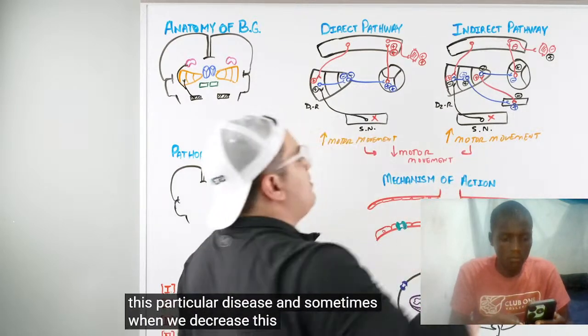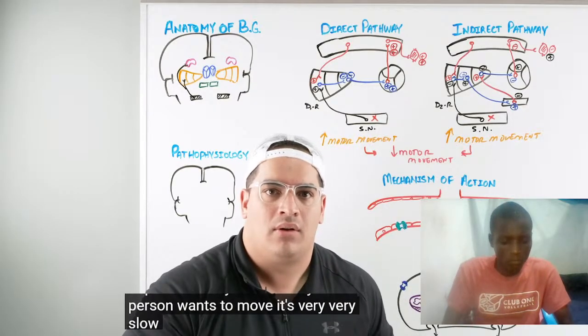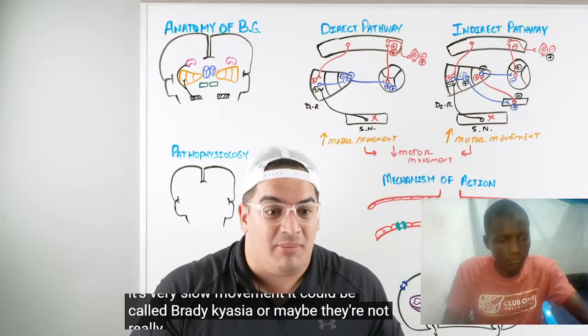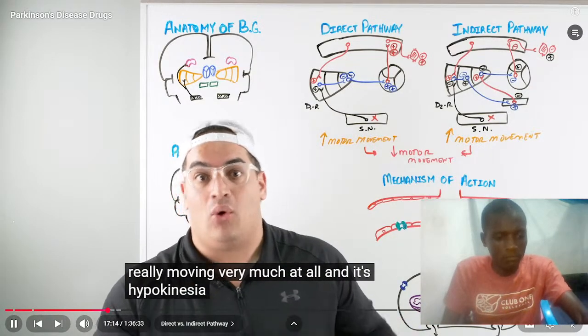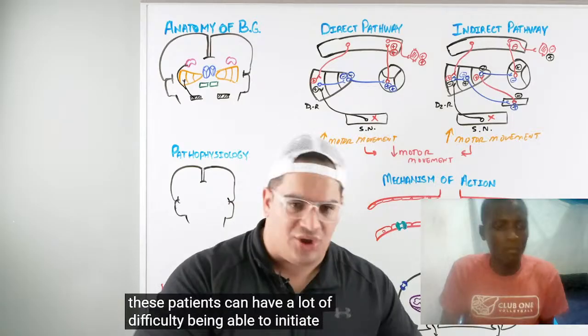And sometimes when we decrease this motor movement, if a person wants to move, it's very, very slow. And that could be called what? If it's very slow movement, it could be called bradykinesia. Or maybe they're not really moving very much at all, and it's hypokinesia. Or they're not moving at all in general, and it could be akinesia. So these patients can have a lot of difficulty being able to initiate or perform or stop motor movements.